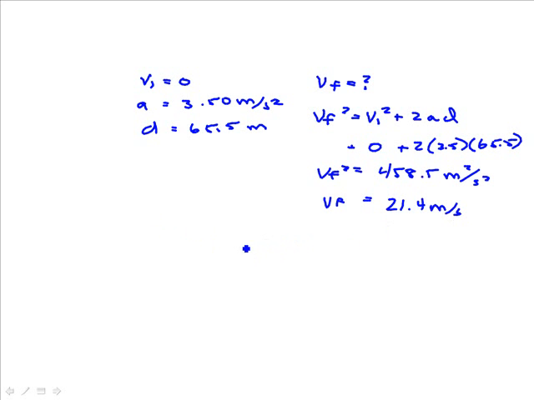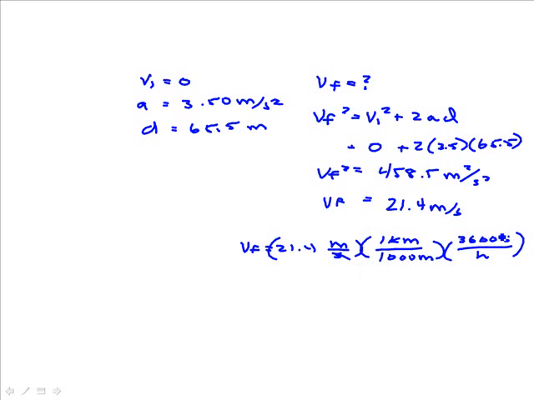kilometers per hour, the long way, I'll show you once. Vf is equal to 21.4 meters per second. If we want to convert to kilometers per hour, we would multiply by 1 kilometer for every 1,000 meters. And of course, there are 3,600 seconds in an hour, 60 seconds and 60 minutes. So 3,600 seconds per hour. And the seconds cancel the seconds, the meters cancel the meters, and we're left with kilometers per hour.